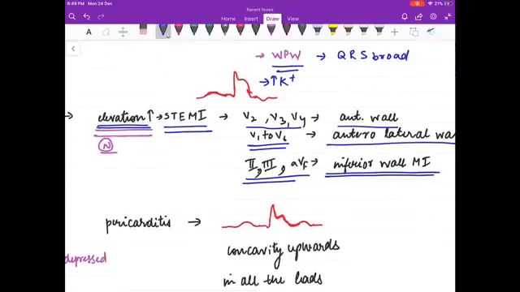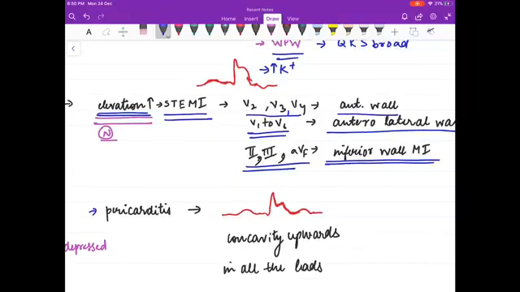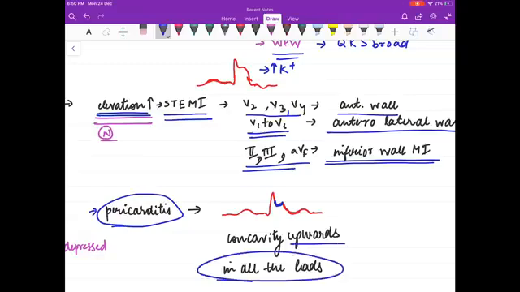Another condition where we see ST elevation is pericarditis. So how do we differentiate between the ST elevation in pericarditis and ST elevation MI? In pericarditis, the concavity will be upwards, and it will be seen in all the leads. But in ST elevation MI, there will be convexity upwards, okay friends, there will be convexity upwards. And also it will not be seen in all the leads, okay, and this is called the Pardee sign.